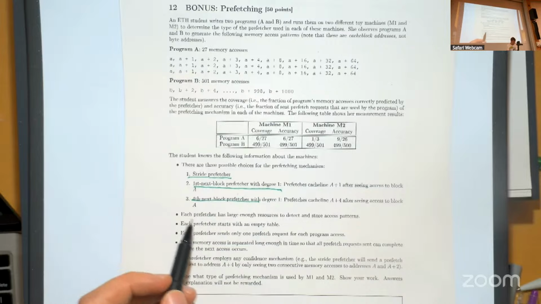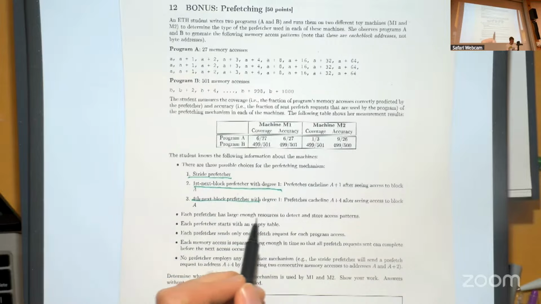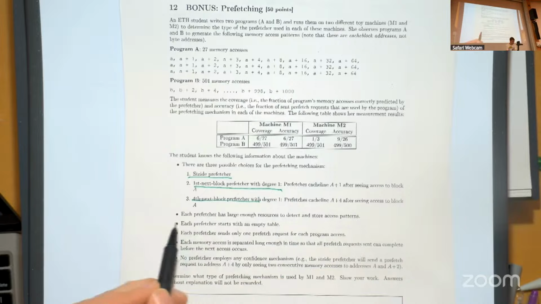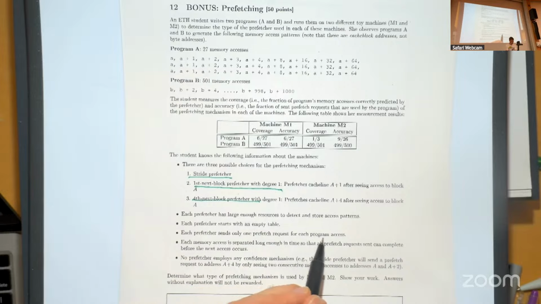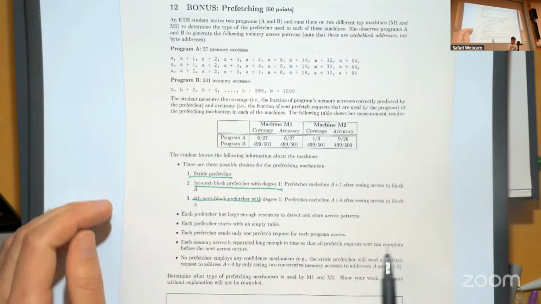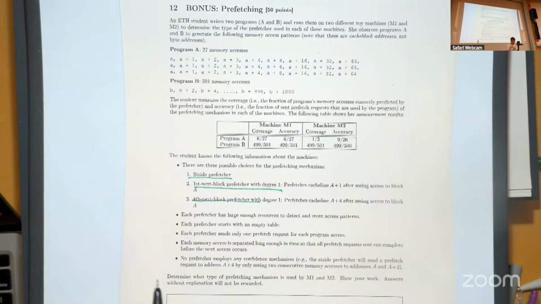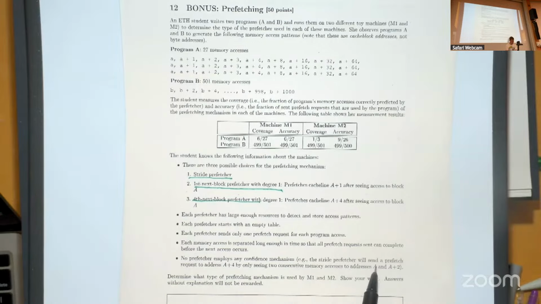And here there are some assumptions. Each prefetcher has large enough resources to detect and store access patterns. Each prefetcher starts with an empty table. Each prefetcher sends only one prefetch request for each program access. Each memory access is separated long enough in time so that all prefetch requests sent can complete before the next access occurs. No prefetcher employs any confidence mechanism. The stride prefetcher will send a prefetch request to address A+4 by only seeing two consecutive memory accesses to addresses A and A+2.